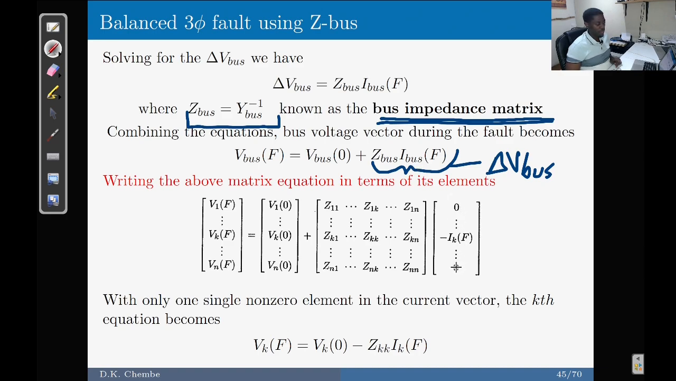Now, because all the variables are 0 except where the fault is, we only have this element on bus K. That is the minus IKF. Because we have the non-zero element being only this current in the kth equation, our Vk, the voltage at the bus during the fault, is going to be Vk0 minus Zkk IKF.